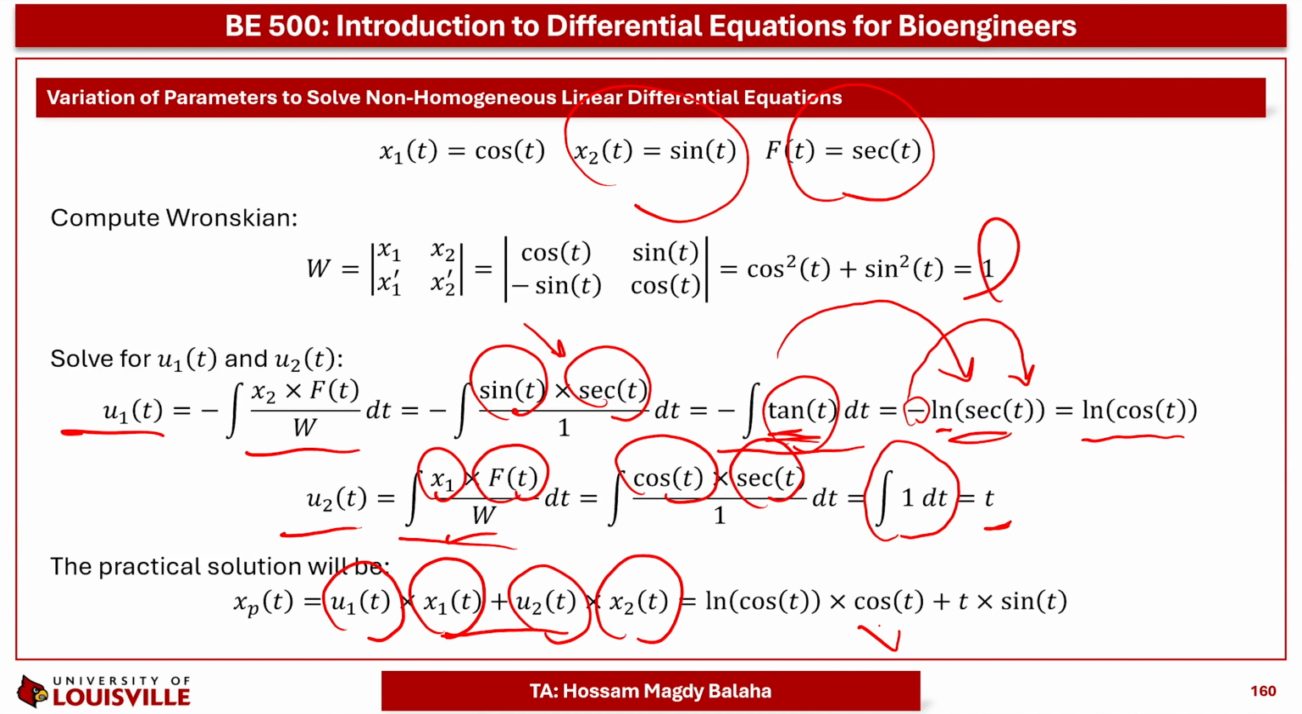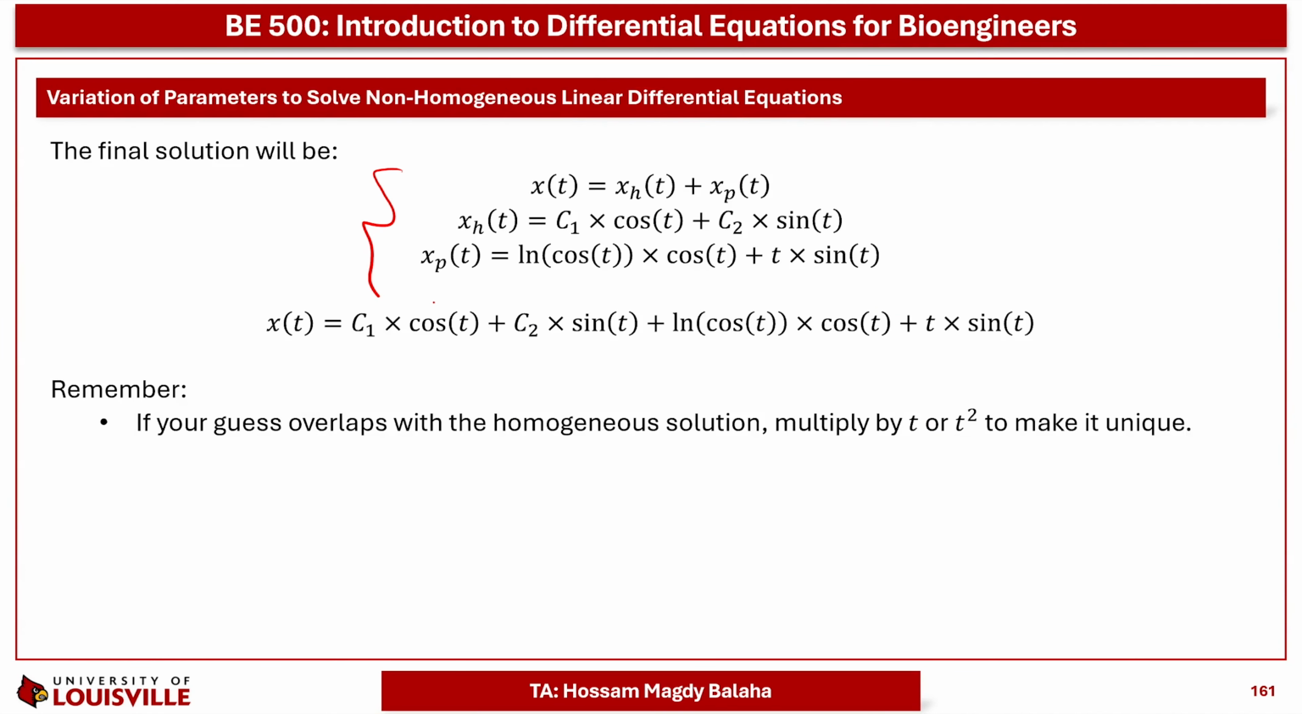We got the particular solution, and we also got the homogeneous solution. Combine both of them together to find the final general solution. But as noted, if you got overlapping, multiply by t raised to the power of n to make it unique. We have here cosine multiplied by a constant, but here we have cosine multiplied by ln cosine, and both of them are different. We have here sine, but here it's sine multiplied by t, and both of them are unique. So all of the terms are unique, and the final solution is the summation of both of them. So the final solution will be like that.